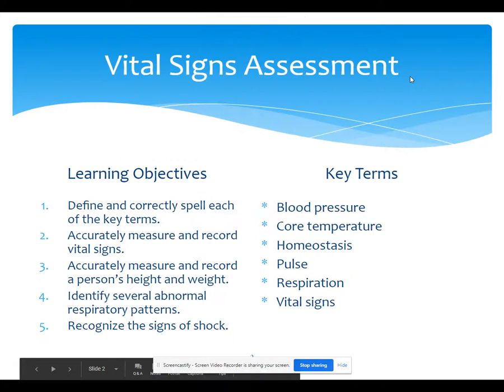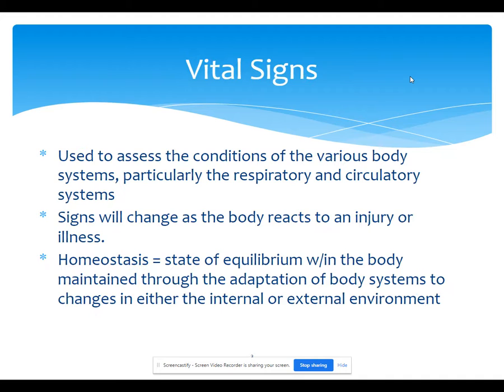Vital signs. Today we're going to go over all the different vital signs throughout the body, how to measure them, what to do about them, and what they exactly mean. We use these to assess the different conditions in the various body systems, particularly the respiratory and the circulatory system. Our whole goal within the body is to maintain homeostasis.